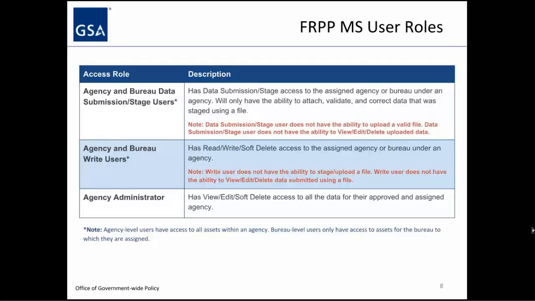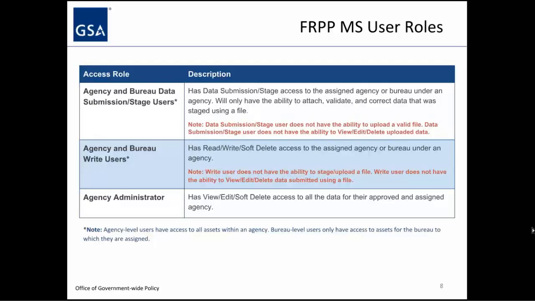Those write users for both agency and bureaus can upload the data after the data submission stage user attaches, verifies, and validates. Write users at both levels can also complete any manual data entry in the application, as well as manually edit asset records that are already listed in the agency's inventory. The agency admin can view, edit, and delete for their assigned agency. So in essence, for this role, they can do everything above, as well as they have the responsibility for uploading and submitting the data. So this is the final level. They're the ones that are going to actually be clicking that confirm button, which completes the submission process for the fiscal year.